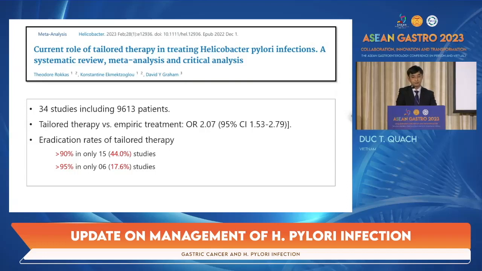But unfortunately, when we look at the eradication rate of tailored therapy, ideally we expect to have 100% success. But you can see here that only less than half of the studies confirmed more than a 90% eradication rate. And if we put the threshold at a 95% eradication rate, we have only 1 of 6 studies confirming such a success rate. So it informs us that maybe our eradication regimen at the moment is not optimal, and we should consider a much better option in the future.